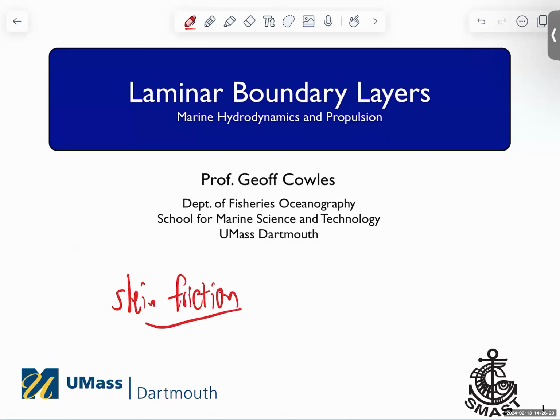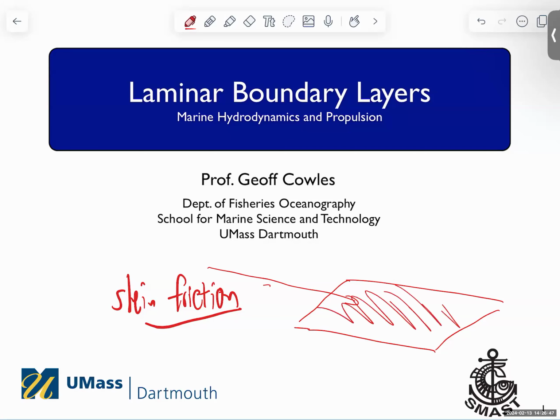And we can think just simply about the idea of taking a flat plate like this and running water over it like this, or air. Skin friction is the drag imparted on the surface of the plate here by the fluid moving over it. So it's a tangential force. It comes from the motion of the water or air that's parallel to the body.